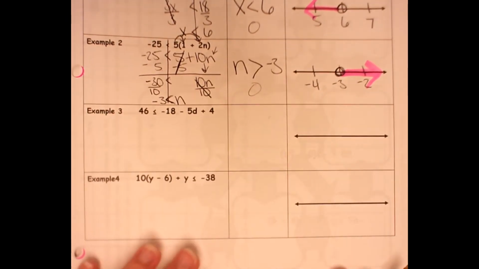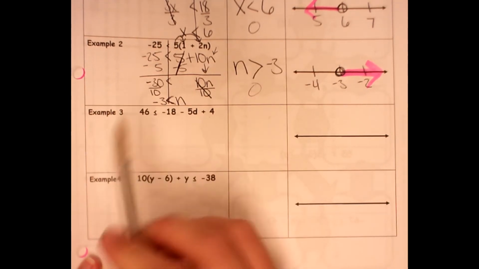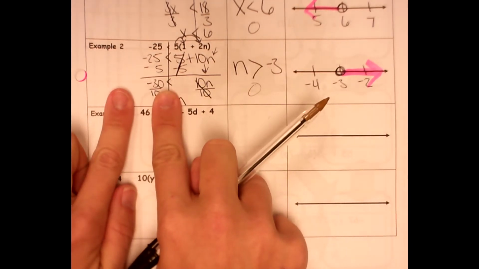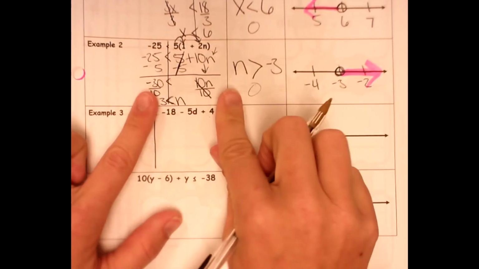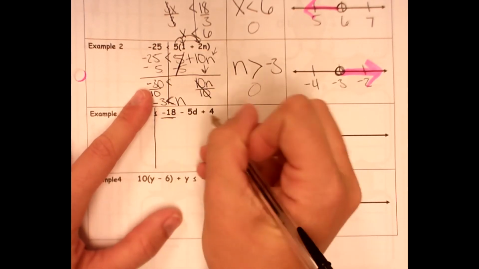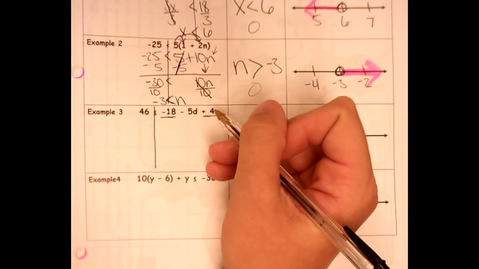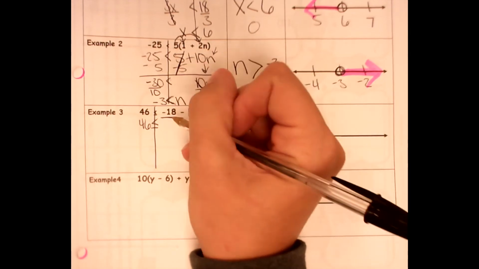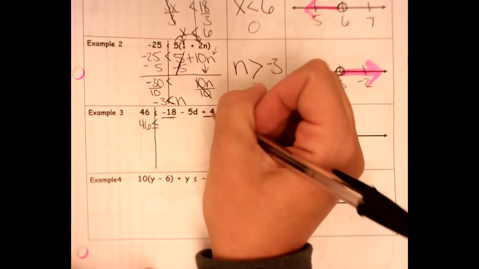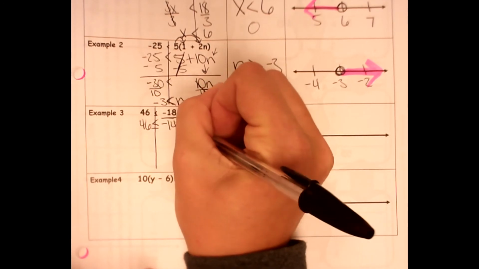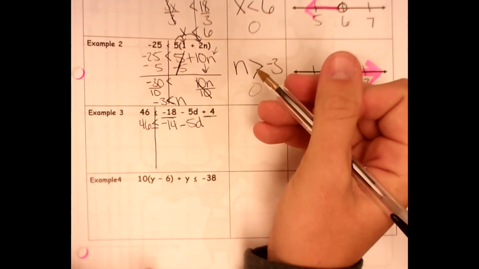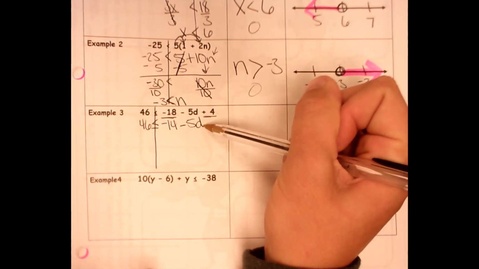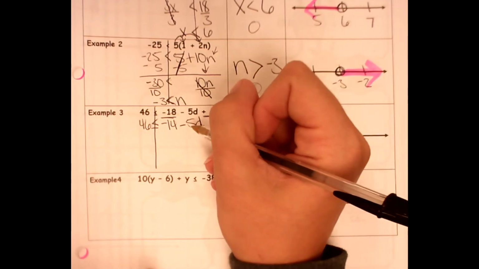Looking at example 4, step 1 is to distribute. There's no parentheses, so nothing to distribute. Step 2 is combine like terms. Looking on the left, there's nothing to combine. Looking on the right, my like terms, I have a -18 plus 4. So if I bring down my 46, bring down my symbol, -18 plus 4 is -14 minus 5d. Step 3, move the variable to one side. Here's my variable. It's already on one side. Step 4 is solve.